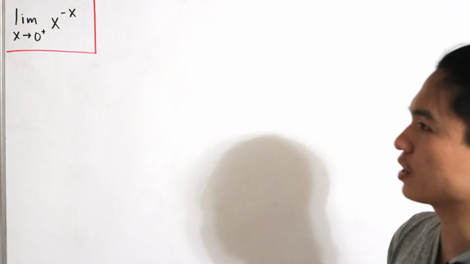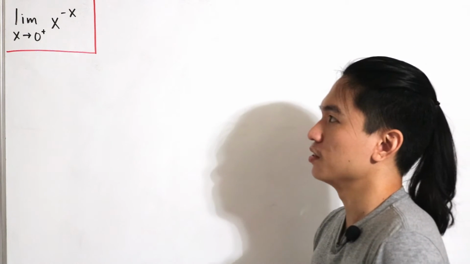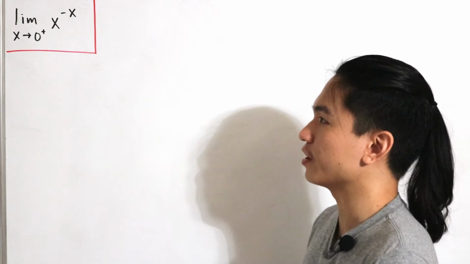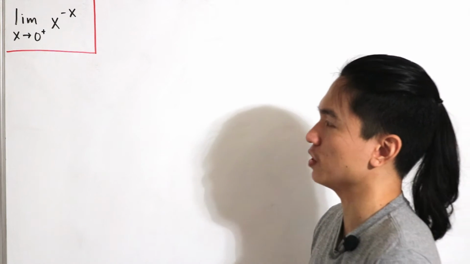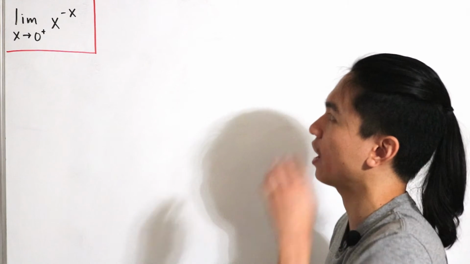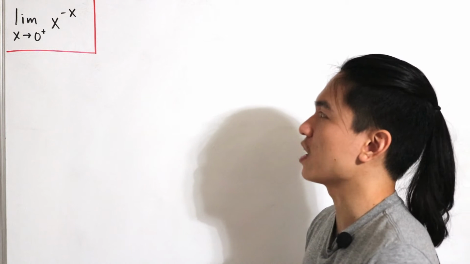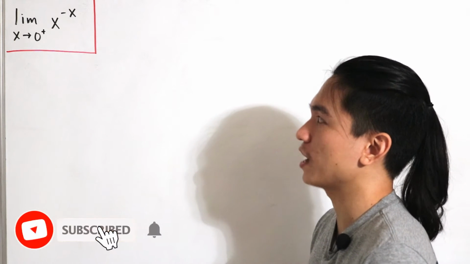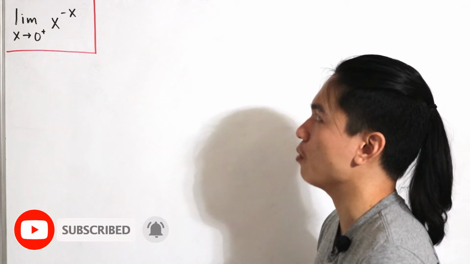So in today's video we have the following limit. This limit is actually a perfect example when you're learning the introduction of indeterminate forms in a Calculus 1 class. Here we have the limit as x approaches 0 from the right of x to the negative x power.